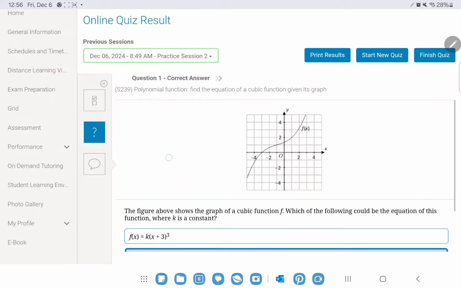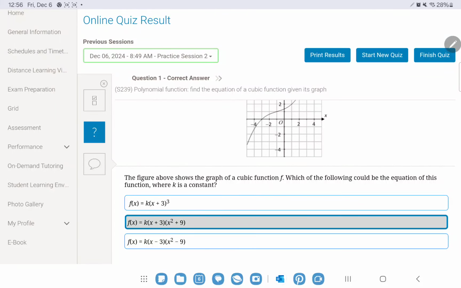So first of all, we need to find the x-intercept. The x-intercept is the point where the line touches the x-axis. As we can see, it's at -3. Remember when we used to do the squared function, the parabola, we used to say whenever it's -3, you make it +3, because it's whatever makes this 0. So x plus 3. You flip the sign.